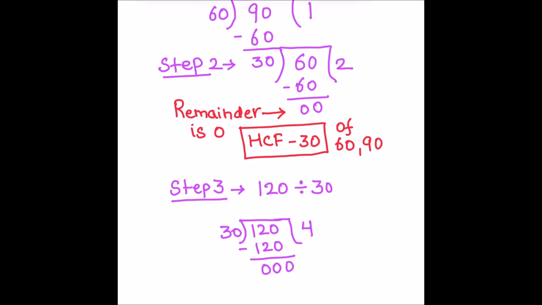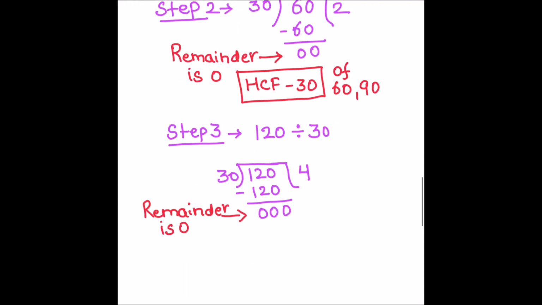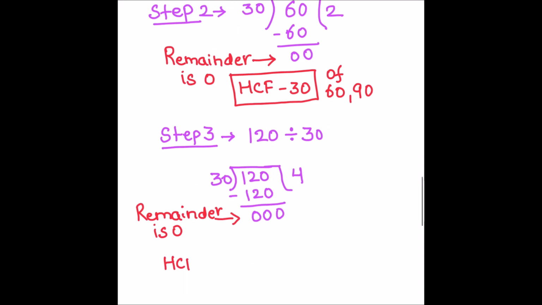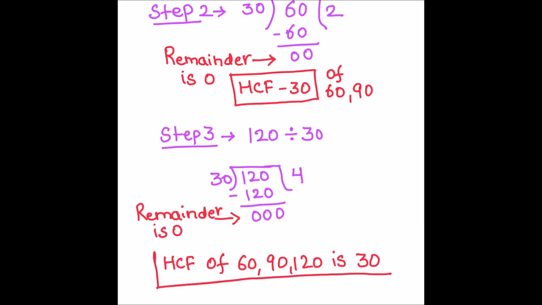Now remainder is 0. This means that 30 is the HCF of all the three numbers. So HCF of 60, 90 and 120 is 30. So this is how we find the HCF using the long division method.